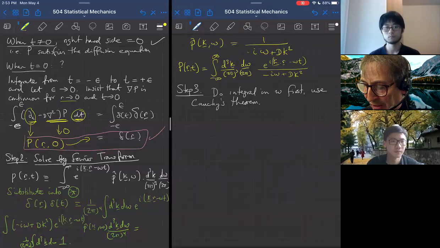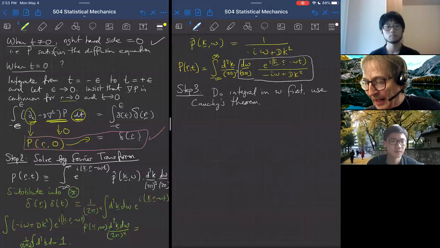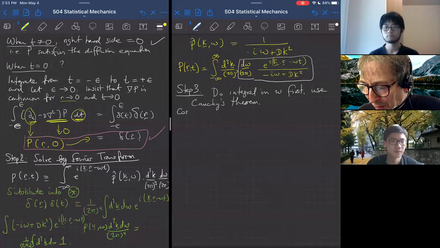So for the next few minutes, what I'm going to be talking about is how to do this integral over here. Okay, and in this integral, k is just some number. It's just some constant, and omega is the variable that we're trying to do the integration of. So I'm going to start by making a cosmetic change to avoid you getting confused.